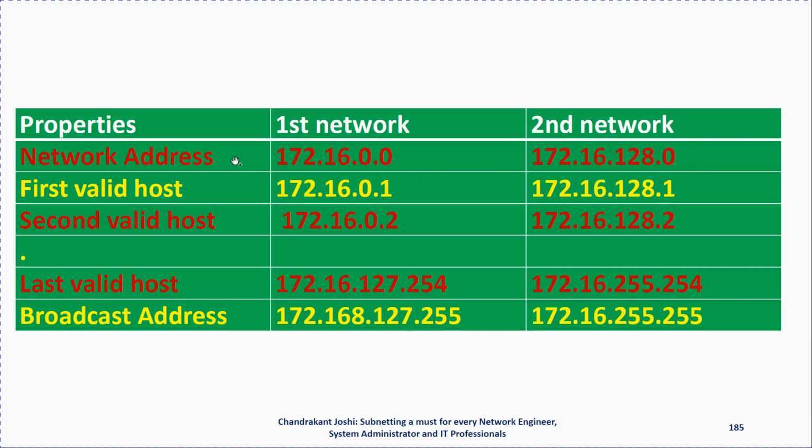So 1 more than the network address gives us the first valid host. 1 less than the broadcast address gives us the last valid host. So these are the valid host addresses in the first subnet. These are the first valid host addresses in the second subnet. Exactly the same as what we did in class C subnetting.